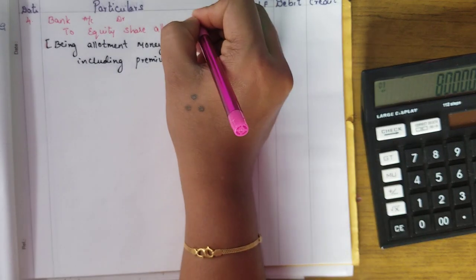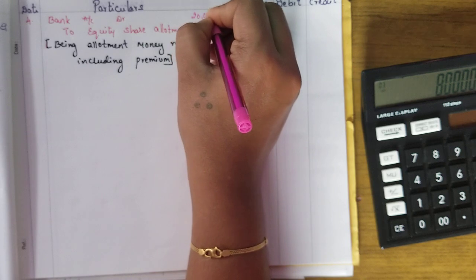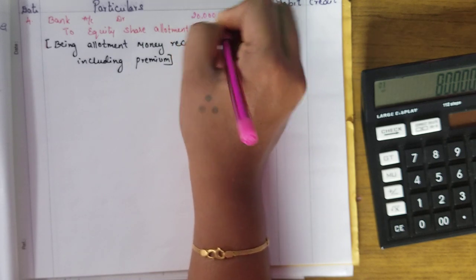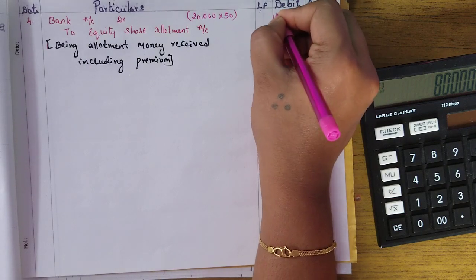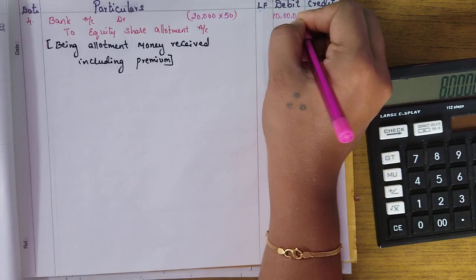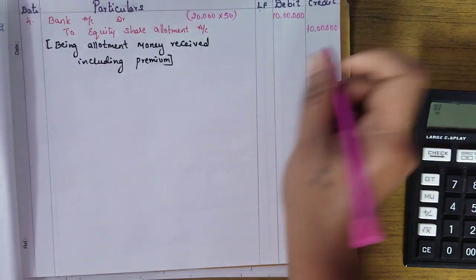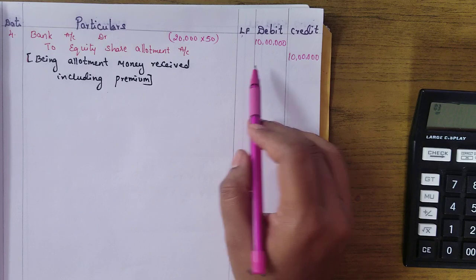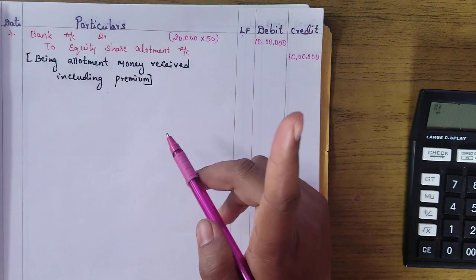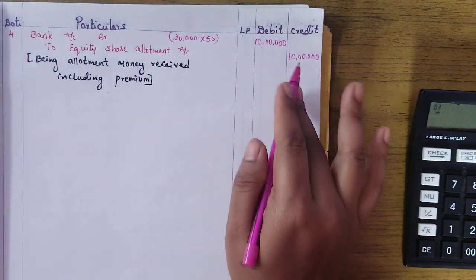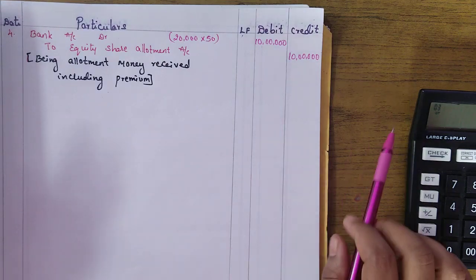Okay. So the total number of shares issued is 20,000 into 50 rupees total allotment. So that comes up to 10 lakhs. 10 lakhs are received in the allotment stage. See, when you are writing 10 lakhs amount, the number of zeros is very, very important. Even if you miss one zero, your total will go wrong and the amount will be totally wrong. Again, your marks will be deducted.